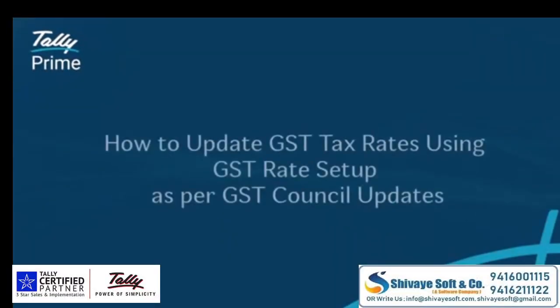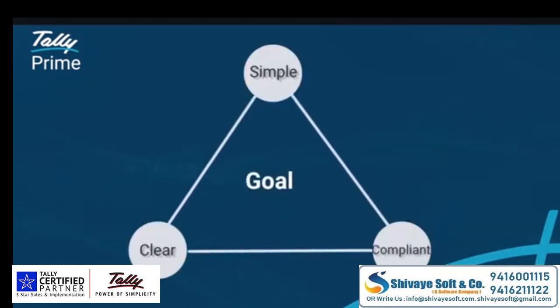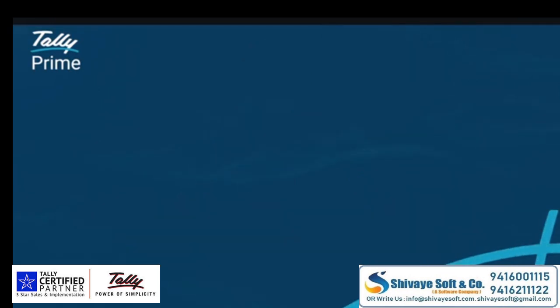The 56th GST Council meeting held on 3rd September 2025 has proposed bringing a large majority of goods and services under two broad categories of 5% and 18%, except some luxury and demerit goods. The goal is to make GST simpler, reduce confusion, and ease compliance.